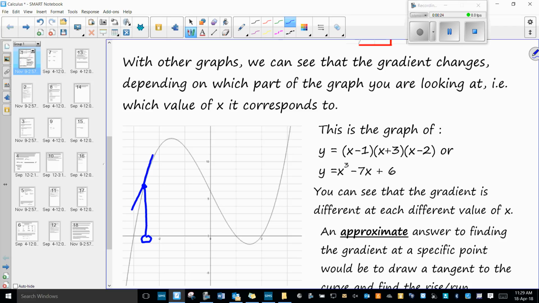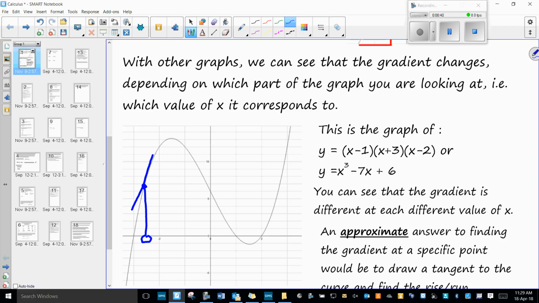Now tell me something about this gradient. It's positive. Excellent. Tell me something else about the gradient. It's steep. Okay, so we would be looking for a relatively high number, and it's a positive number. And that's for this value of x.